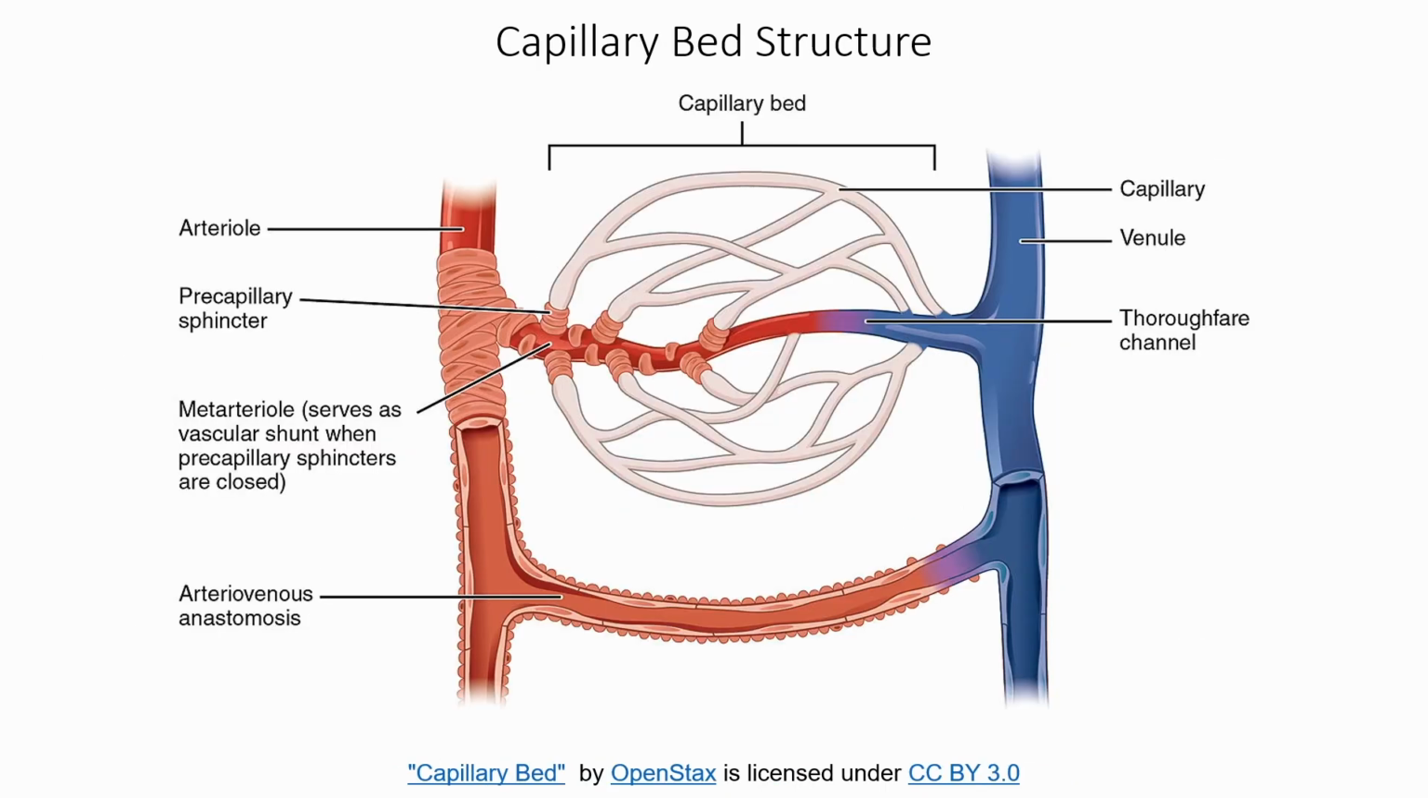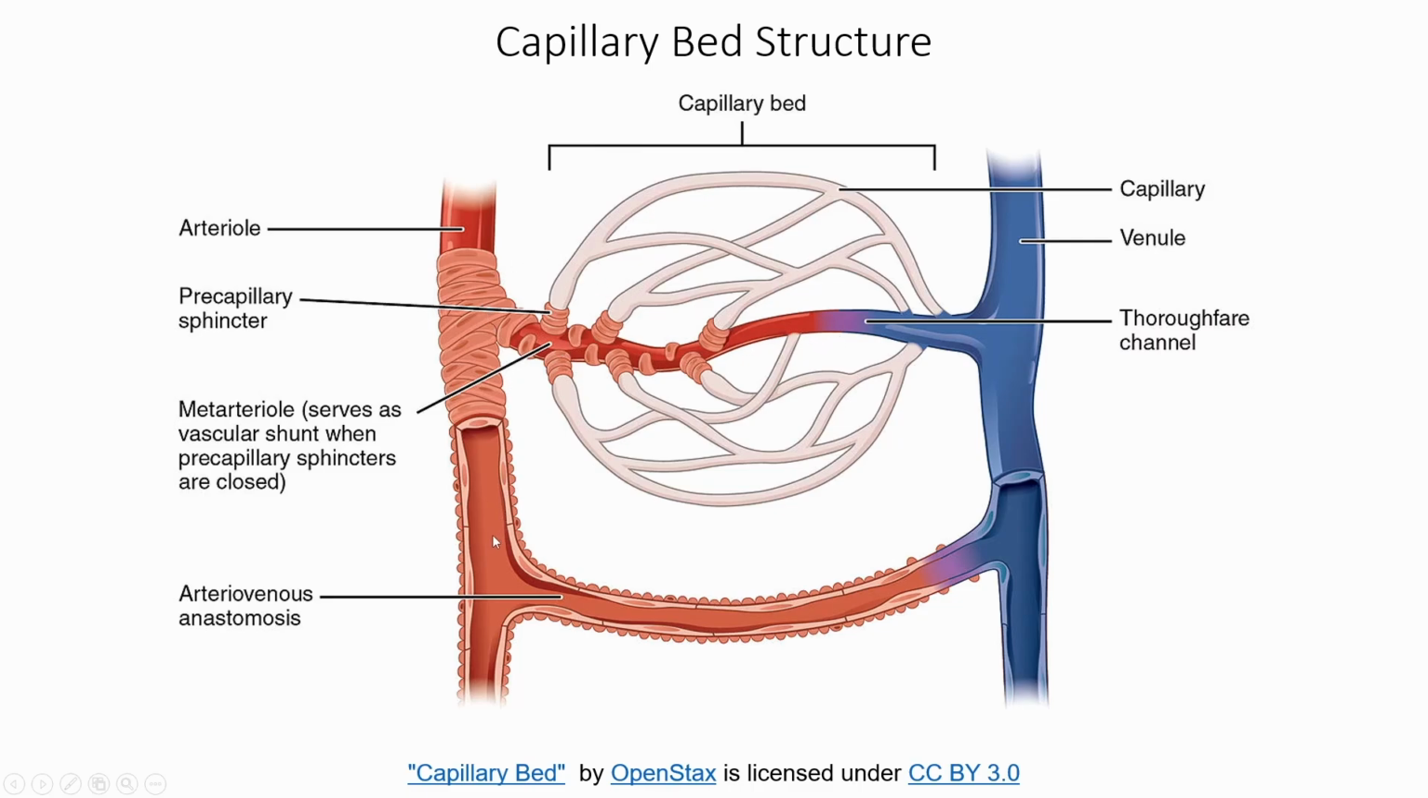If we look at the structure of where capillaries come into play, we have the arteries, which are way over here off to the side, which are going to feed into arterioles, the little teeny tiny arteries. We have the precapillary sphincter and the meta-arteriole. This is going to serve as a vascular shunt when these little muscle sphincters close. We can close that off, and the meta-arteriole kind of goes through if these shunts are closed, so blood has a place to go.